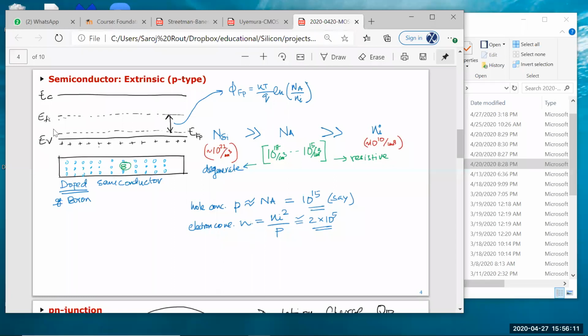Applying an electric field, you can imagine this whole line tilting. So as I apply something positive with respect to this side, then this whole thing will tilt. So the holes will move in this direction and the electrons will move in the opposite direction.